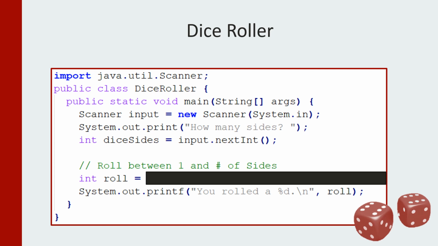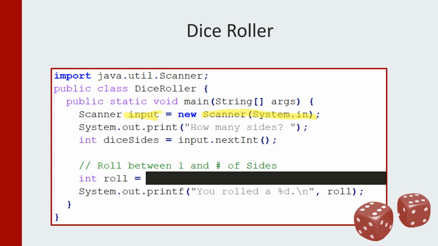Let's illustrate the Random class by using a dice roller example. Let's assume that you're using Scanner to get a number of sides from the user for their die. And so maybe the user puts in 6, and so now you have a 6-sided die. And you want to output roll, which is a number between 1 and 6. Let's think about how we would do that with Math.random. You can take a moment to pause the video and think about it, and then I'll go on.